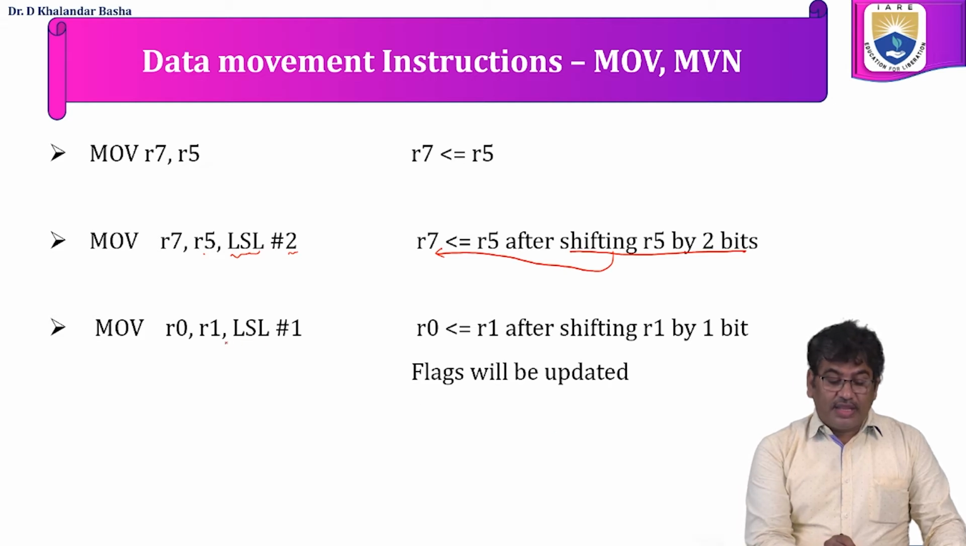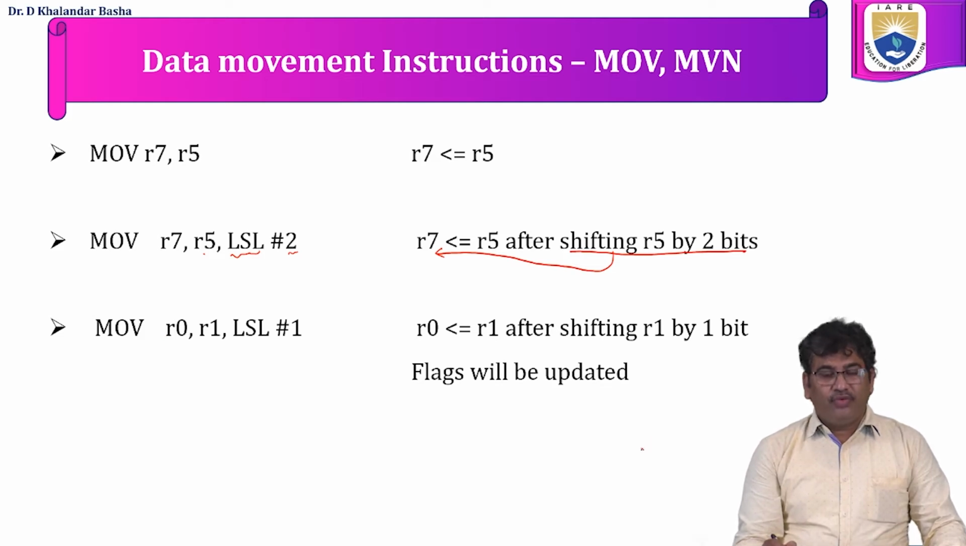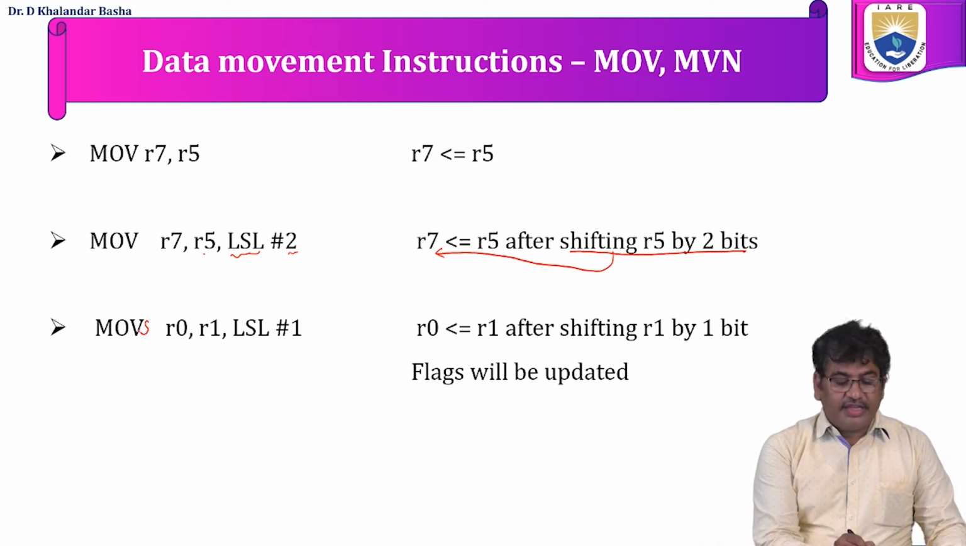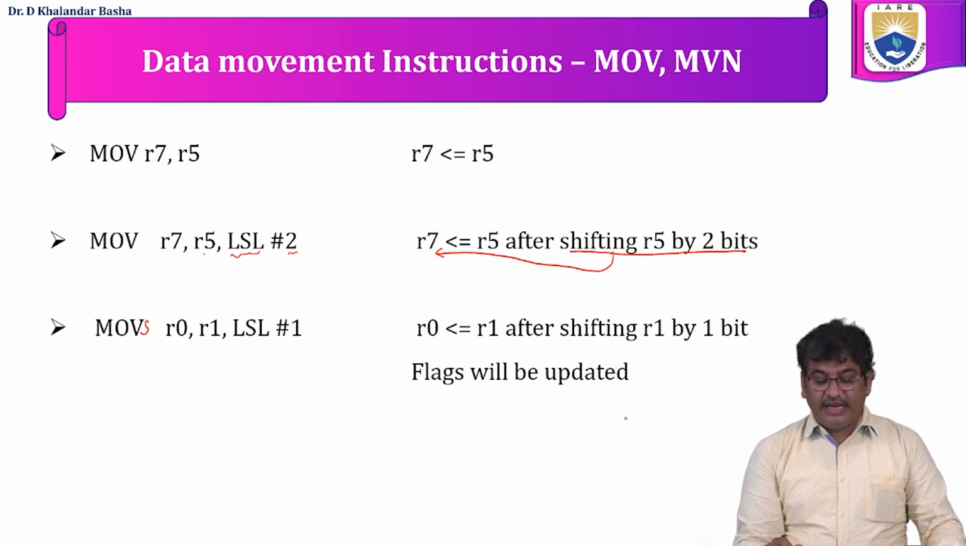MOV R0, R1, LSL #1. Here the contents of R1 will be shifted by 1 bit towards the left side and this will be copied into R0. When we are moving, if S is added as a suffix, then the flags will be updated.